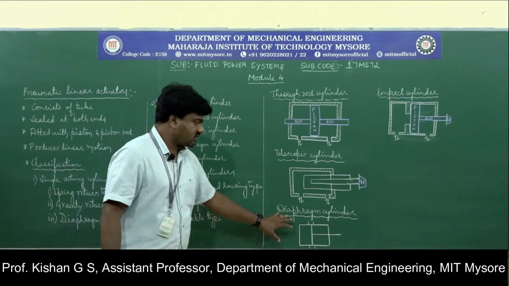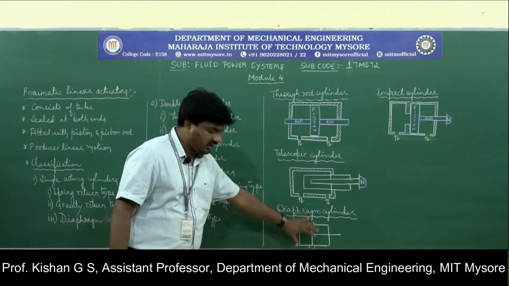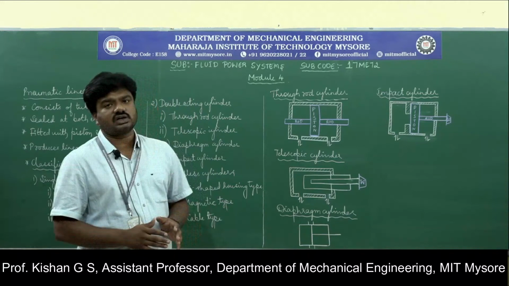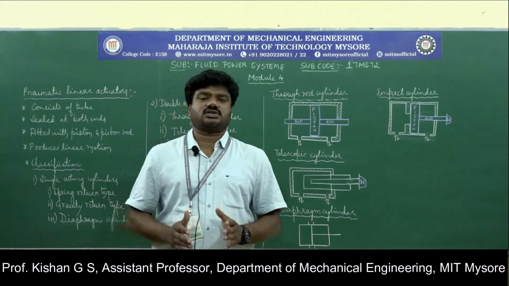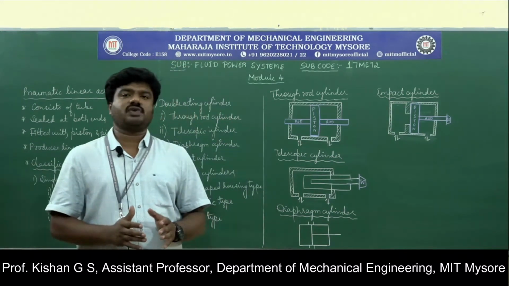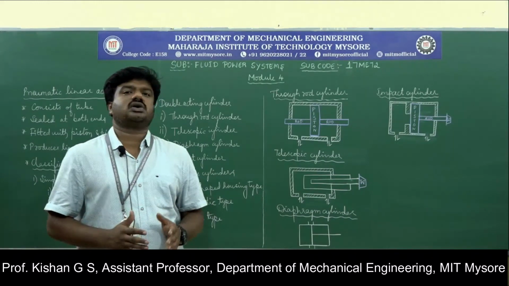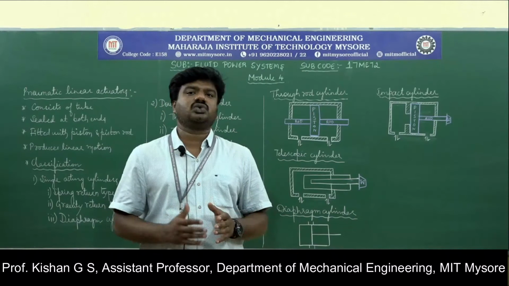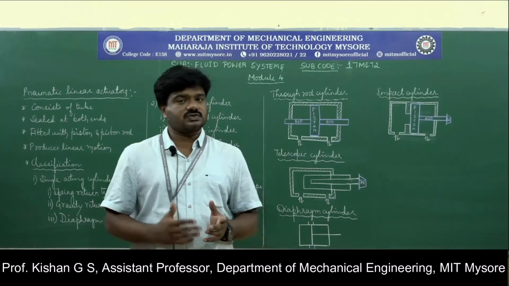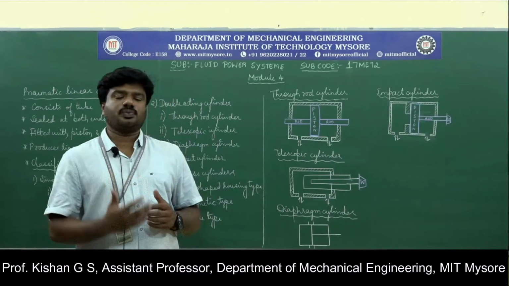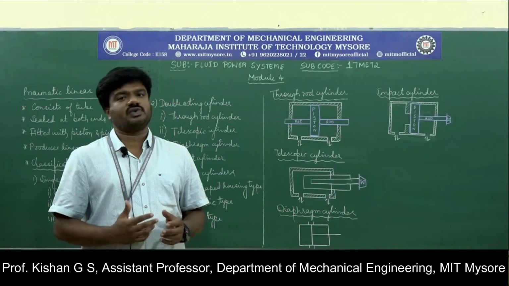Next comes the diaphragm cylinder. We have taken the graphical symbol for the diaphragm cylinder here, but to go with its construction and working, the diaphragm cylinder construction remains the same as that of the single acting cylinder. The only difference is that instead of the spring that leads to the retraction as in the single acting cylinder, here it is the secondary opening that leads to the retraction of the diaphragm.